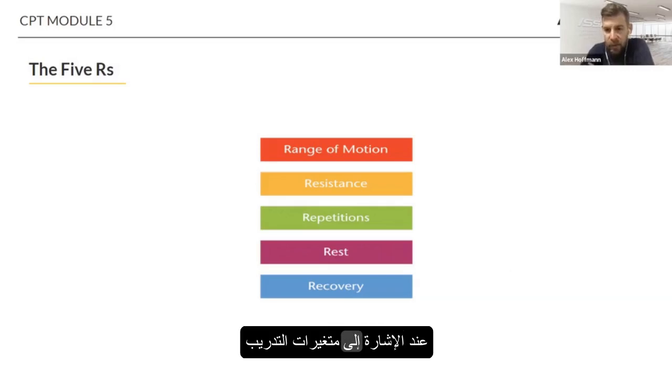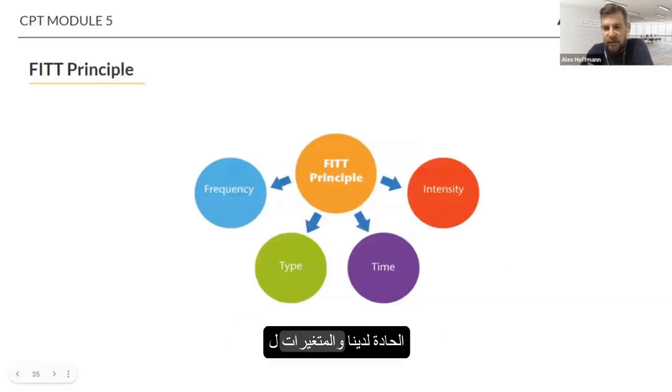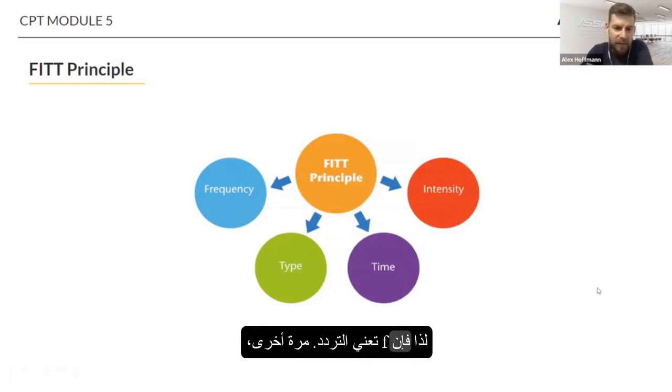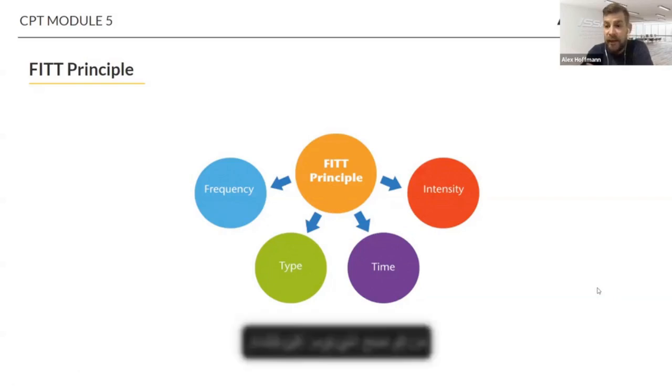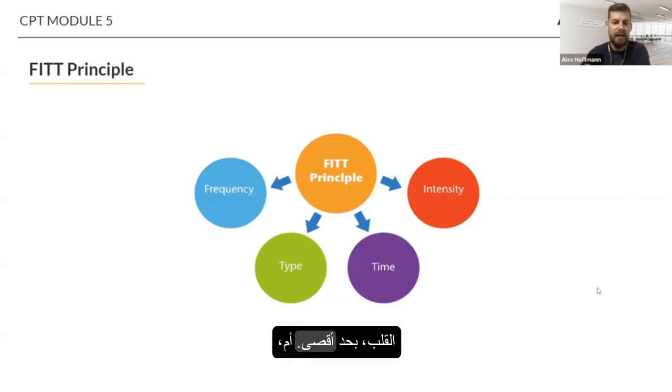When referring to our acute training variables and the variables to manipulate when conducting a cardiovascular training session, we have the FIT principle here. F stands for frequency. Again, how often is that training being completed? I stands for intensity, so rate of perceived exertion or percent of heart rate max.